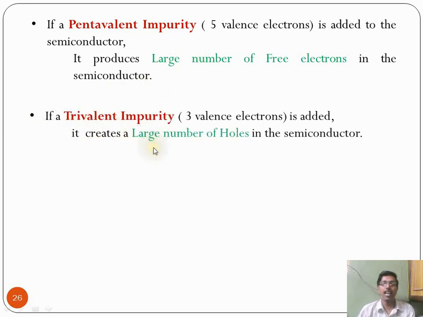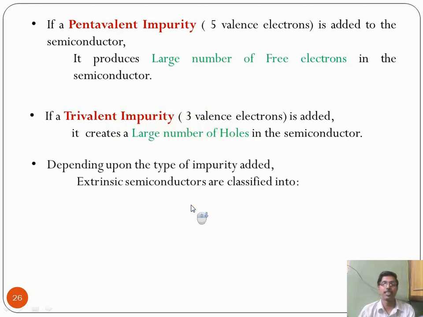Suppose we add a trivalent impurity. Trivalent means tri, here it's 3. It has 3 valence electrons in its outermost orbit. If it is added, that creates a large number of free holes in the semiconductor. So pentavalent has 5 valence electrons, and it increases the number of free electrons. If it is a trivalent impurity, that has 3 valence electrons, it creates a large number of holes in the semiconductor.